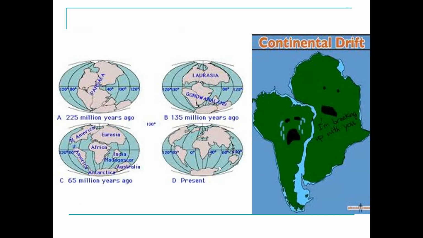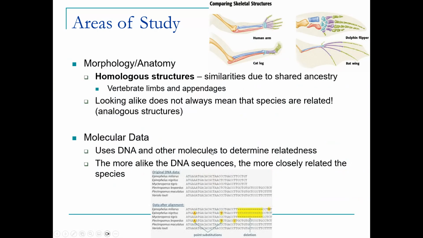So here's just that continental drift concept. Here you have Pangaea. You can see about 225 million years ago, and all the way up to the present. And this is probably an old picture. They're continuing to move today. But we do know that these continents have shifted over time, and that can affect distribution of organisms.